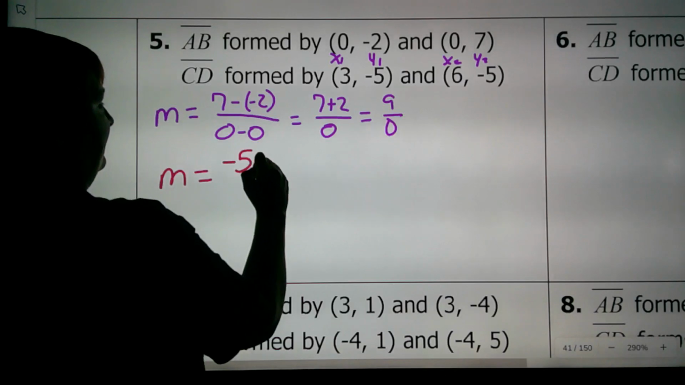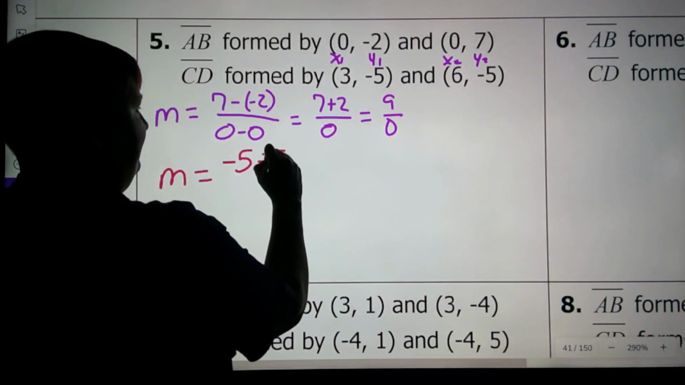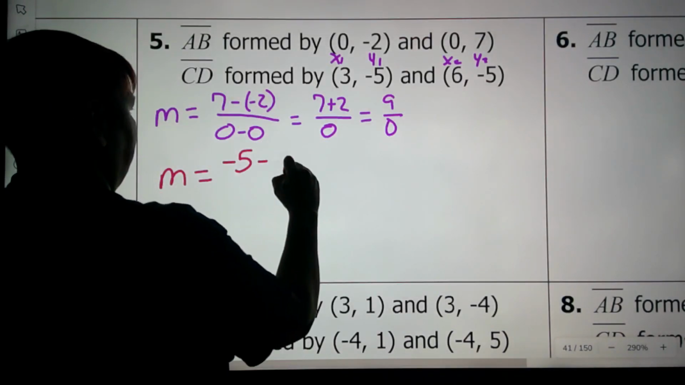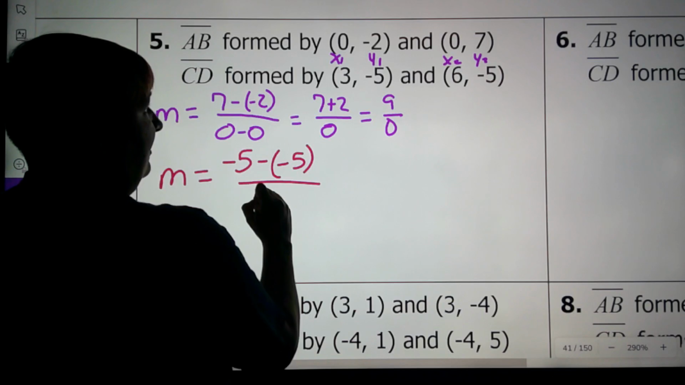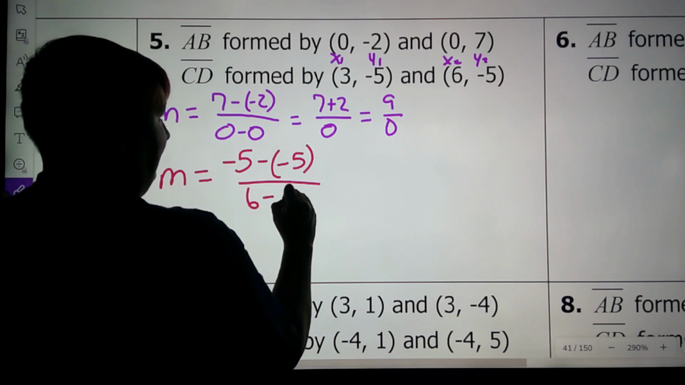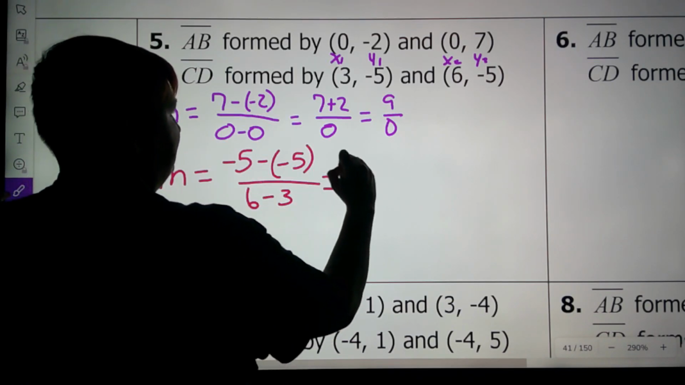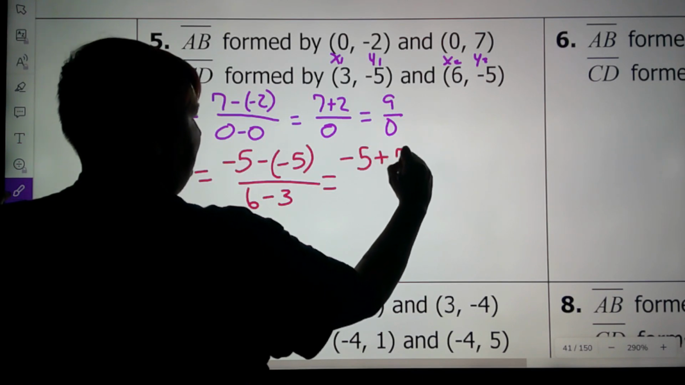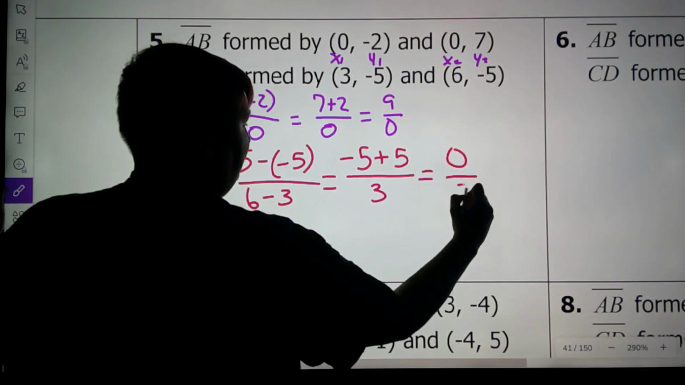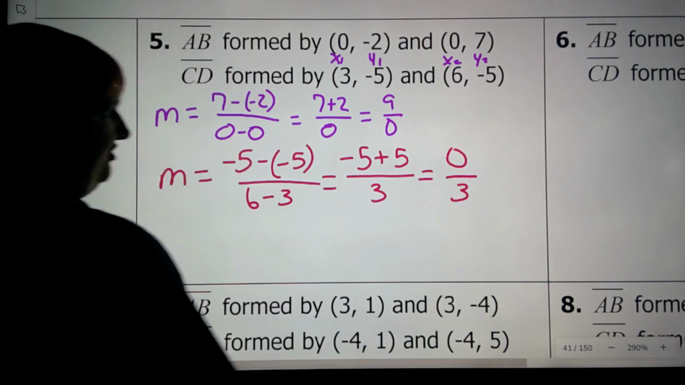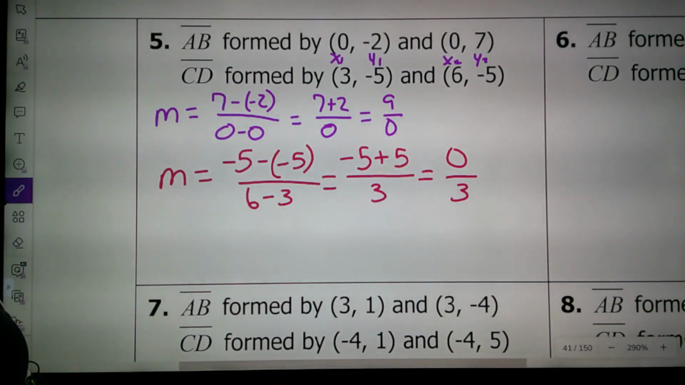Negative 5 minus a negative 5 over 6 minus 3 is negative 5 plus 5. Interesting. Over 3, which is 0 over 3. So it is zero slope.